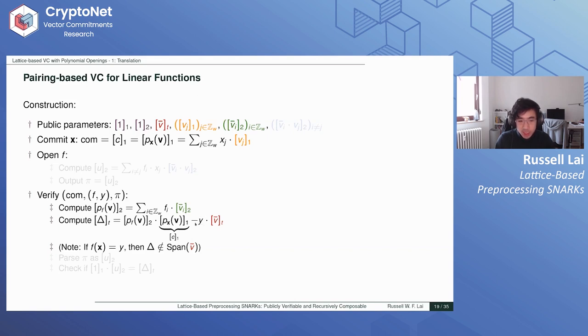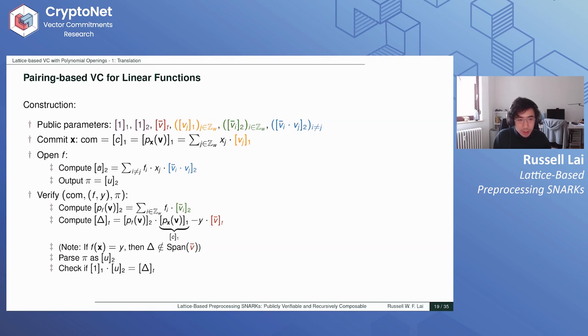And the verifier will subtract from this product the image y times the target monomial V bar in the target group. What's special about this value delta is that if f of x indeed equals y, then delta would be outside of the linear span of the target monomial V bar. So now suppose the prover gives us an opening proof, which we pass as a group two element. Then we can check this pairing equation to decide whether or not we trust the prover. Okay, so given this verification equation, we can reverse engineer what the prover should do.